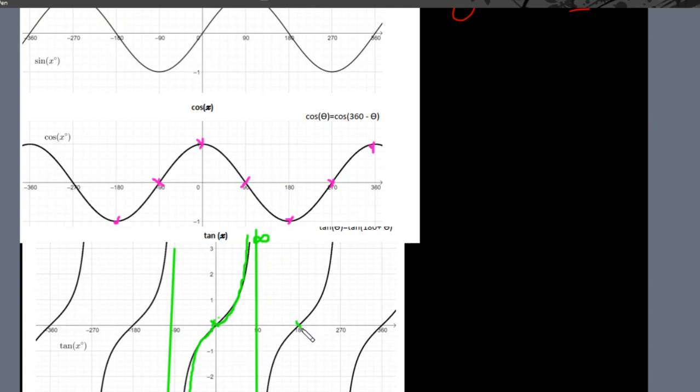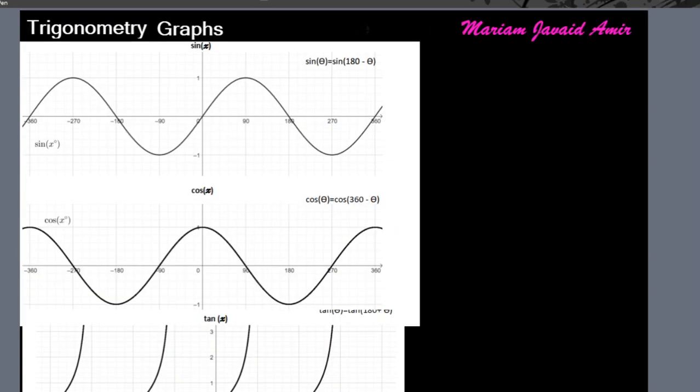Similarly, tan 180 is again 0, and between 180 and 270 we'll get a similar graph as before. So the periodicity of tan x is 180 degrees, because after 180 degrees, if the graph from 0 and beyond was like this, then after 180 degrees the graph will repeat the same trend from 0. So that's the basic sketching of the graph of sine x, cos x, and tan x.